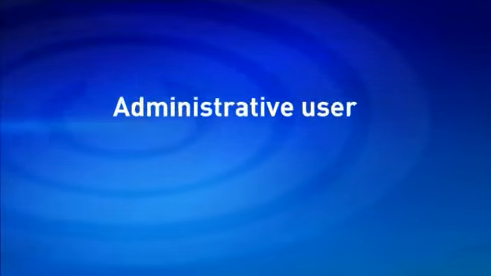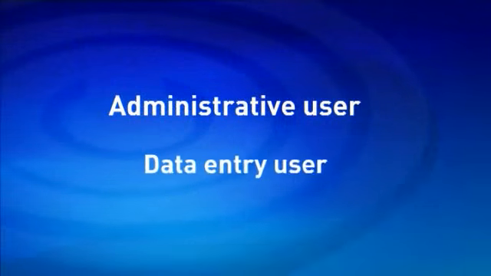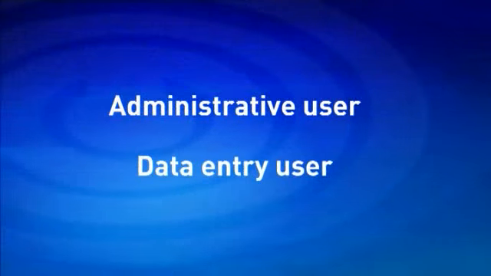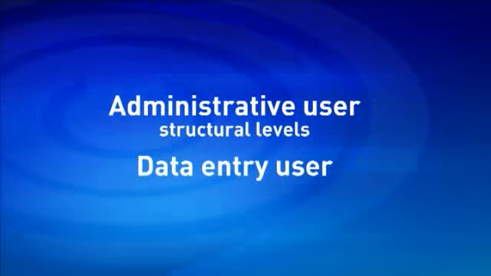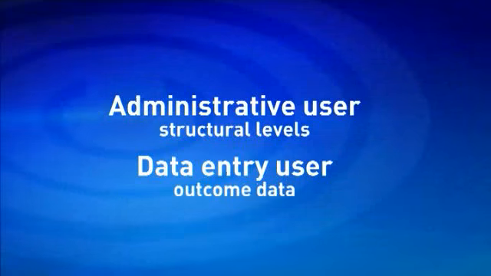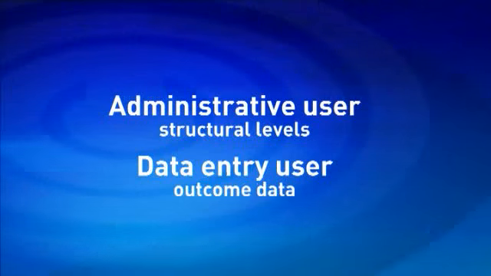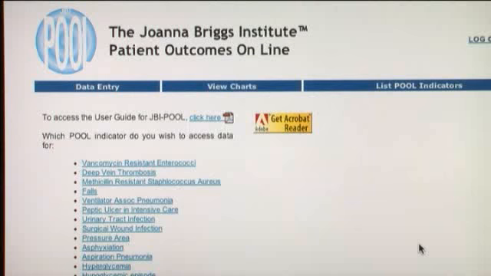There are two types of users in Pool: the administrative user and the data entry user. The administrative user is responsible for setting up the structural levels within Pool, and the data entry user is responsible for entering the outcome data. Administrative users can also view all of the organization's data that has been entered for any indicator but cannot change it. Staff who have permission to enter data do so by clicking on the underlined indicator title.